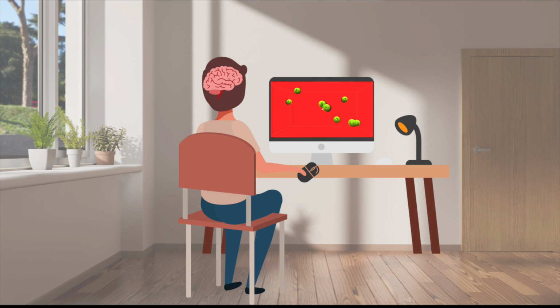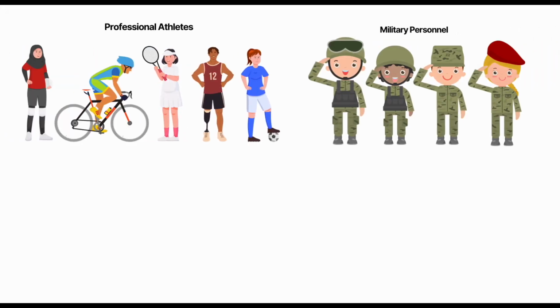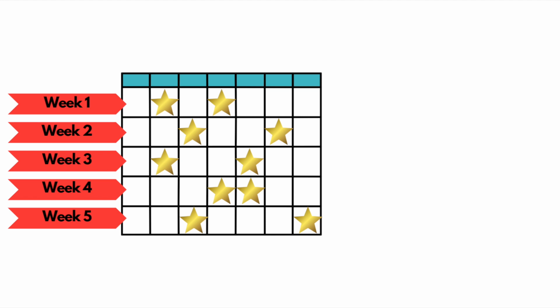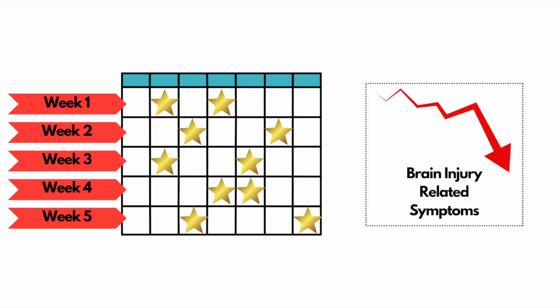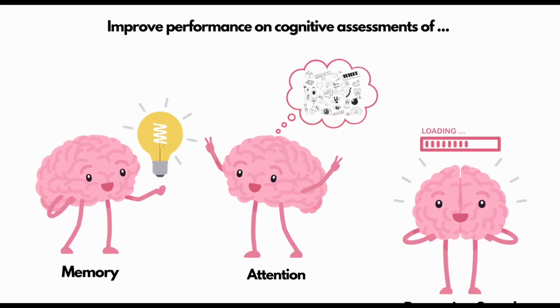improving your cognitive functions. Neurotracker has been widely used by professional athletes, military personnel, and has been more recently studied as a potential therapeutic intervention for people with brain injuries. Our research has found 5 weeks of Neurotracker training twice a week can reduce brain injury-related symptoms and improve performance on cognitive assessments of memory, attention, and processing speeds.